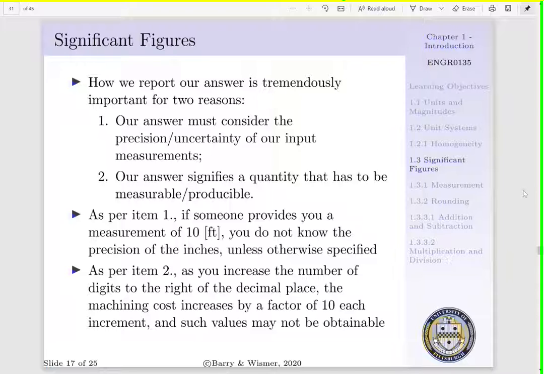As per item 2, as you begin to increase the number of digits to the right of the decimal place, oftentimes the machining cost increases by a factor of 10 for each increment, and there are limits to what can be machined. For conventional machining, you can typically go down to a thousandth of an inch or 5/10thou. To go any higher, i.e. to be in the millionths of an inch, you have to use wire EDM and the like, which becomes very expensive.